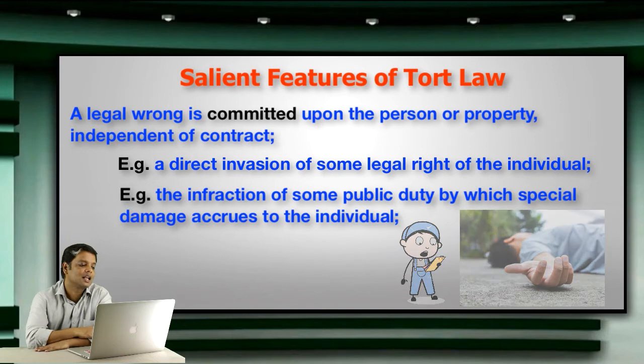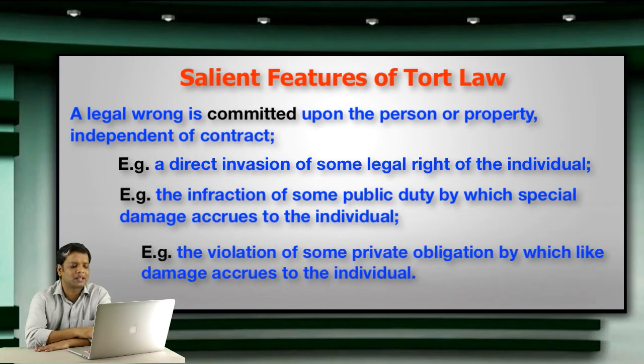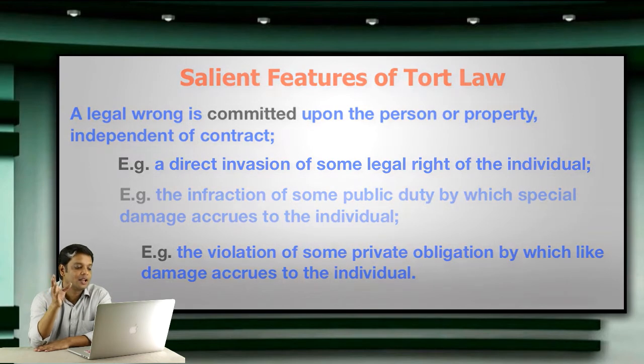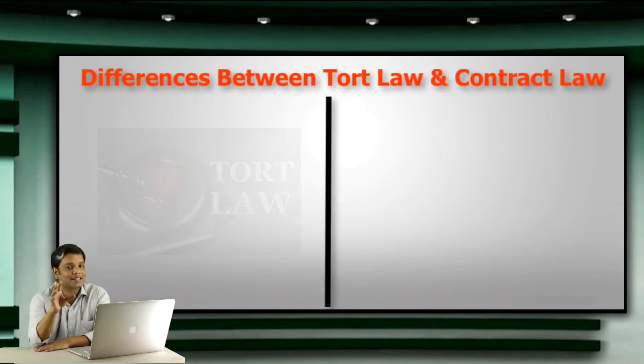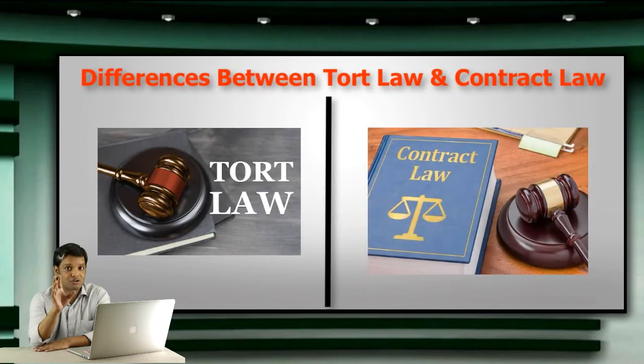The last one is the violation of some private obligation by which damage accrues to the individual. So the first one is violation of a public duty, and this is violation of a private obligation. Okay, so one to one, and that is the duty, and that is your right basically given in general, not because of the contract. Keep in mind. Okay, now let's check out the differences between tort law and contract law.